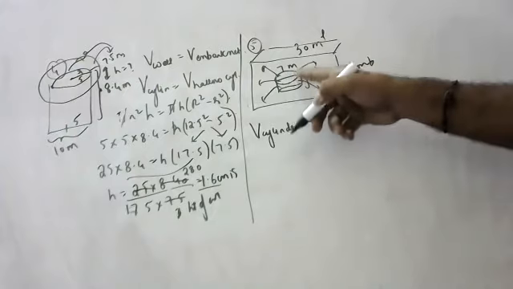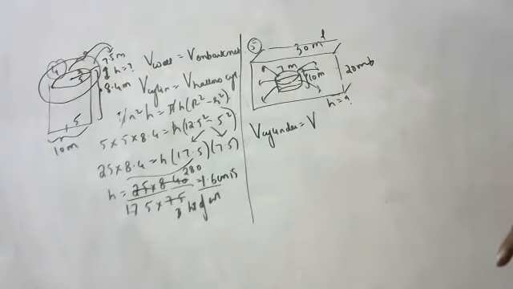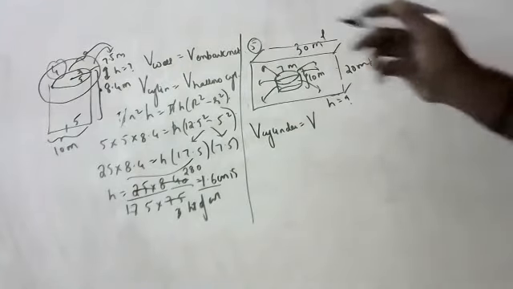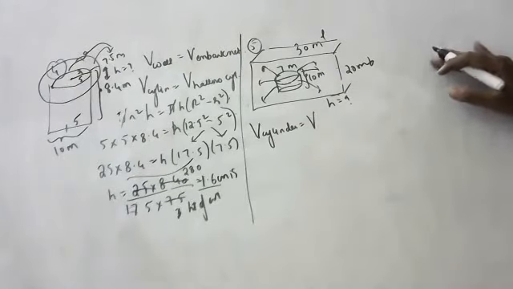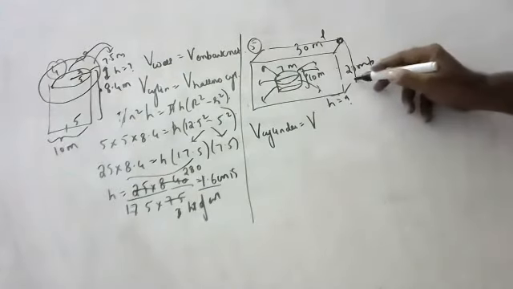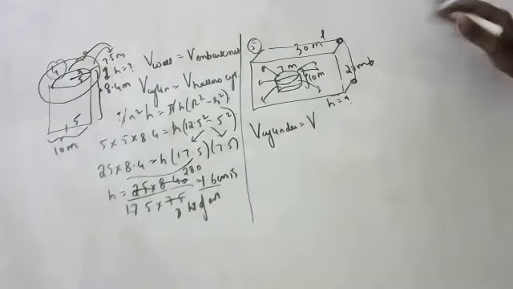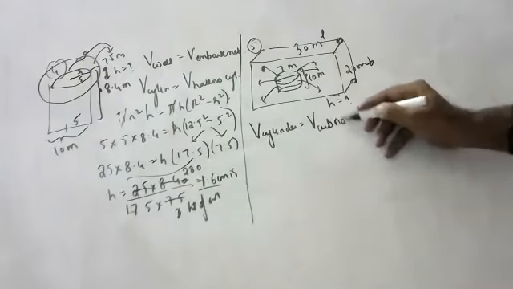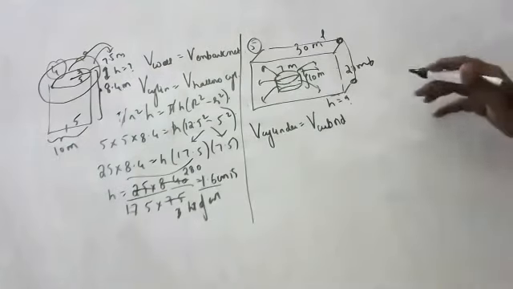Whatever sand is taken out is kept here. Sir, volume of cuboid minus volume of cylinder. No, no. Volume of rectangle. No, forget about rectangle. Anyone in the class? Meghana? Volume of cuboid, that is cuboid only. I accept, but directly we should not do. Sir, cuboid minus cylinder, sir.